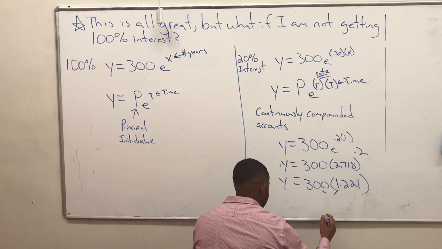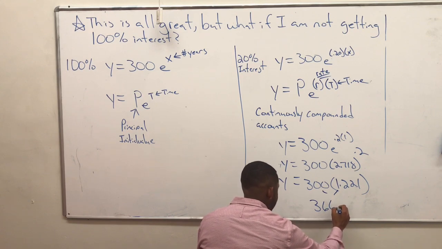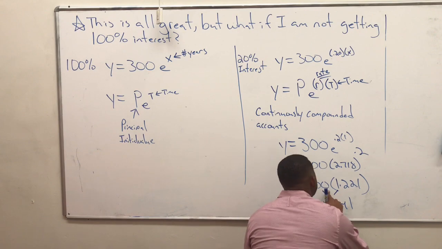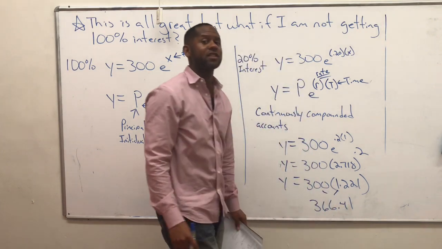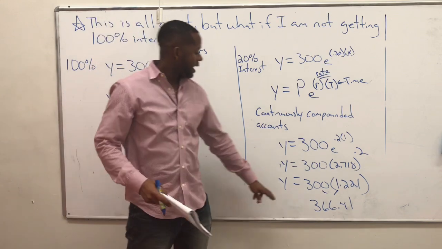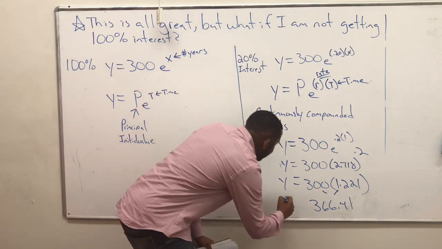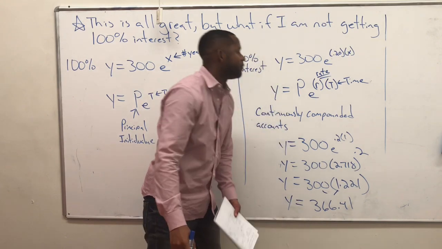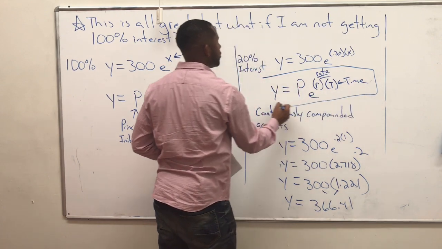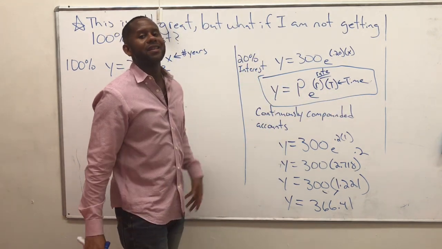So I'm only getting 20%, not 100% interest. And when I multiply those together, I end up with $366.41. So on my $300, if I continuously compound it at 20%, after 1 year, I'd have $366.41. Okay? This is the equation you have to know for continuously compounded accounts. That's it.